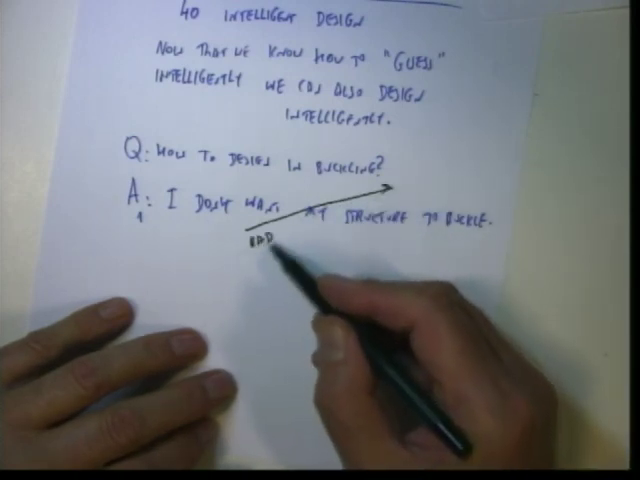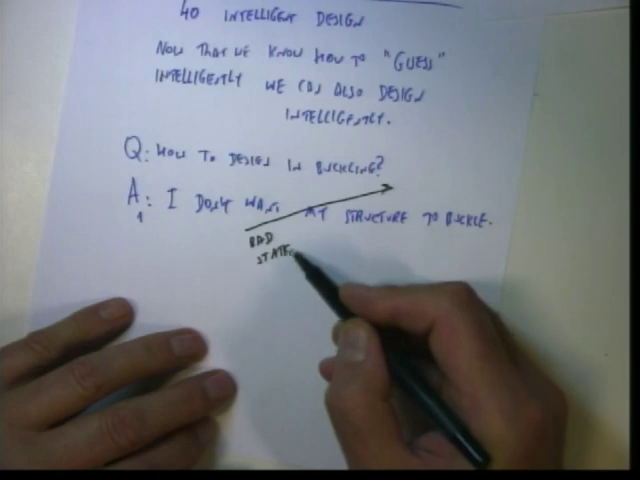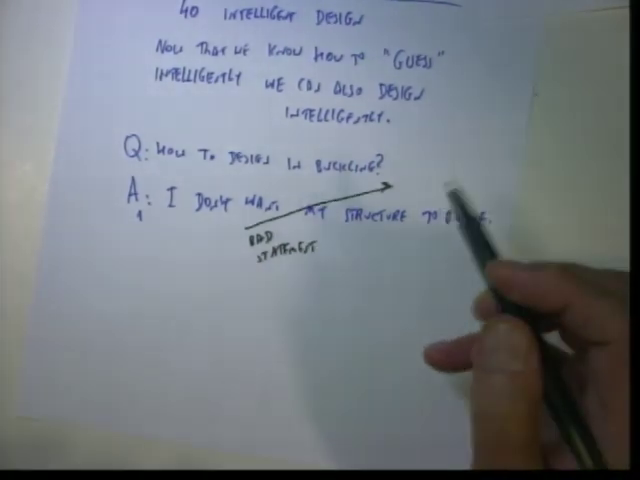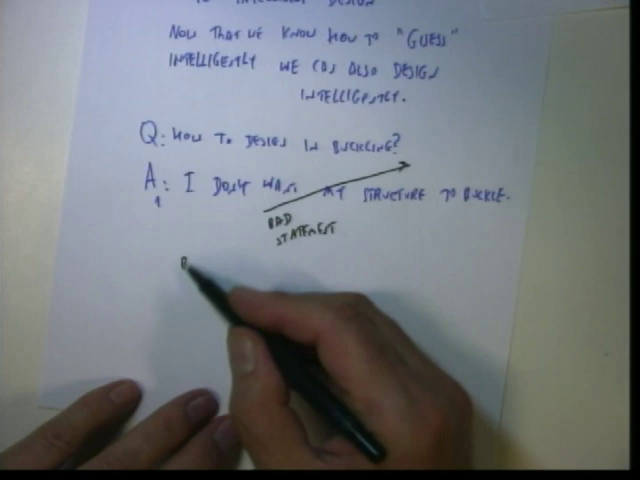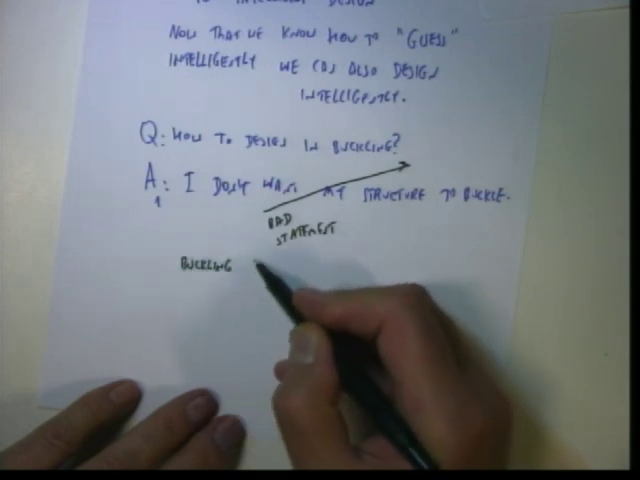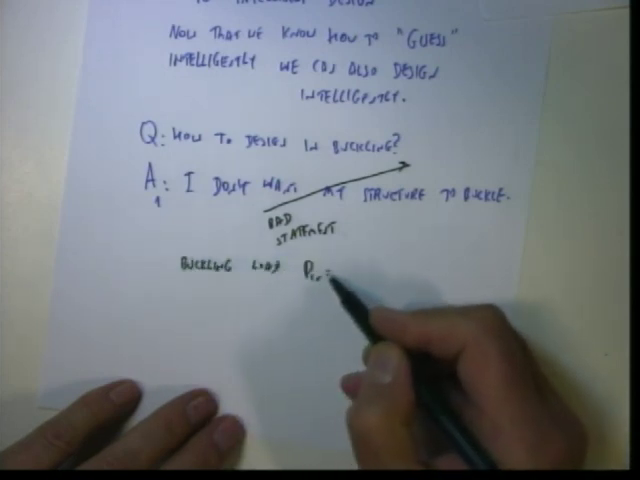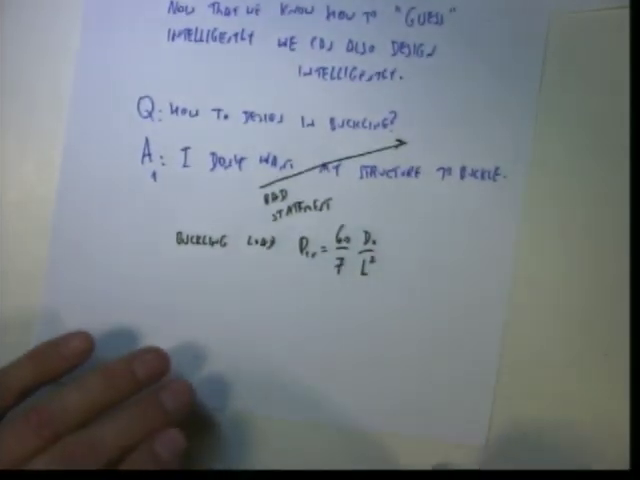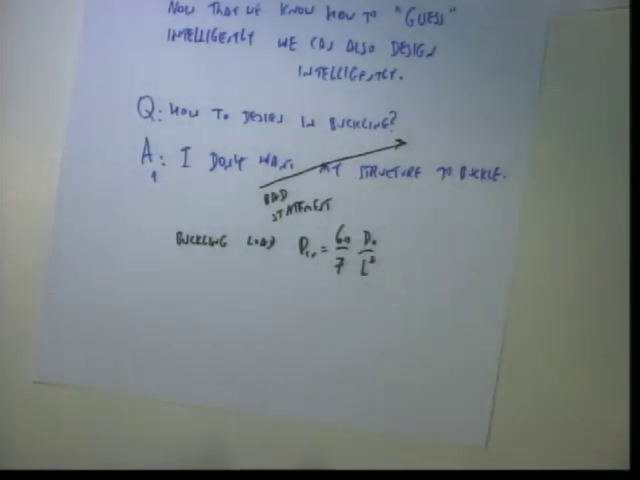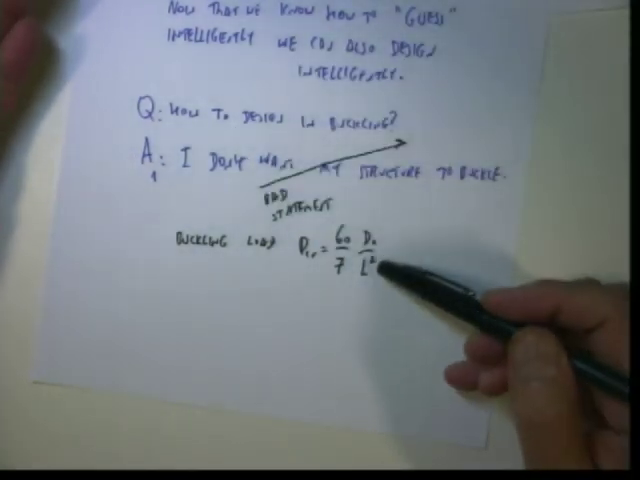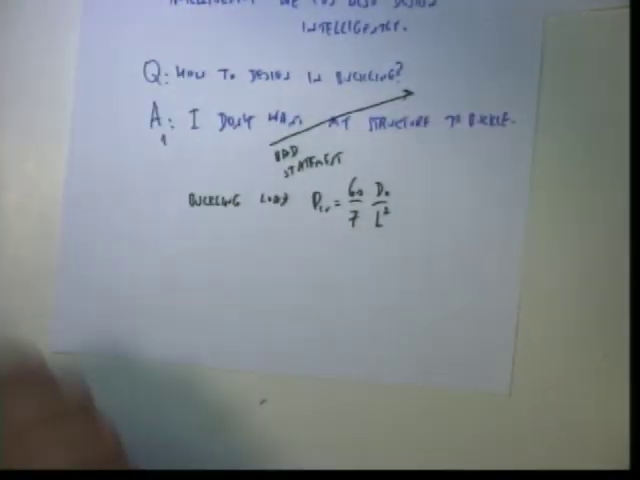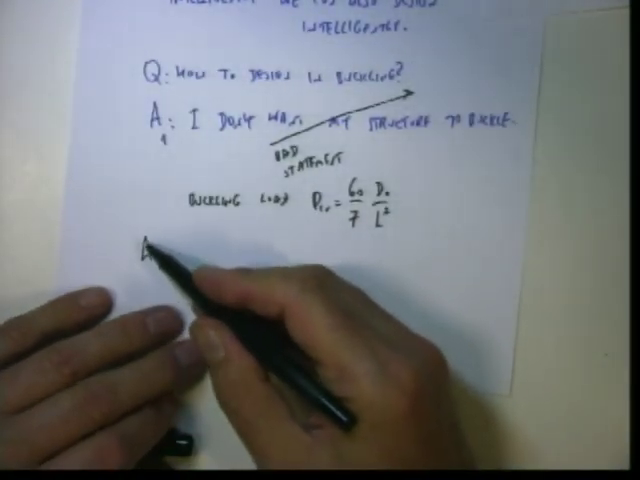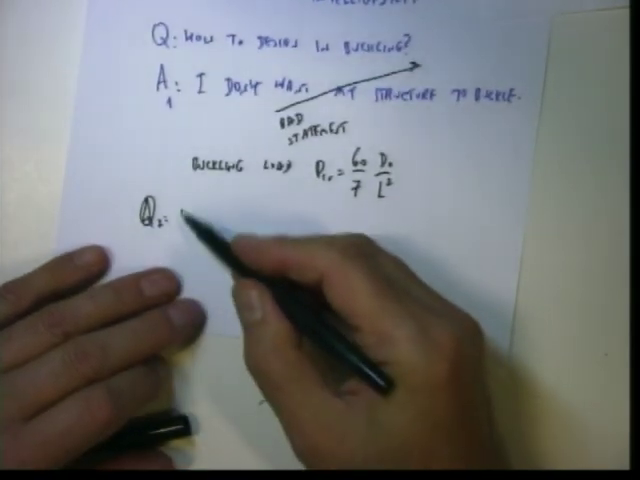Bad statement. Why? Because buckling does occur. Buckling load is P critical equals 60 over 7 D sub 0 L squared. What does it mean you don't want buckling? There is this buckling load which is written here. So you cannot possibly avoid buckling. There is an expression for the buckling load. So we have to modify our desire.